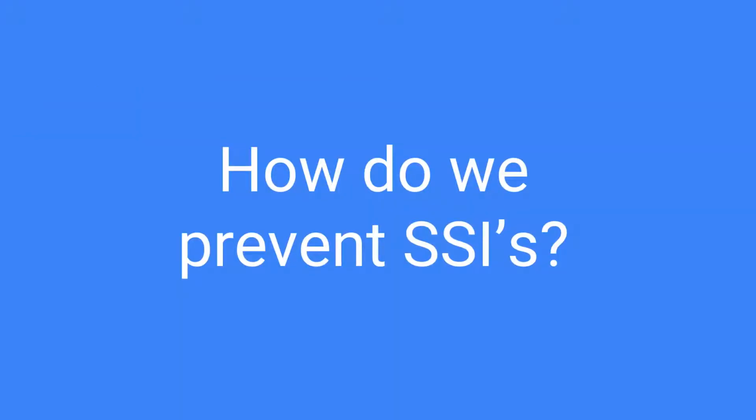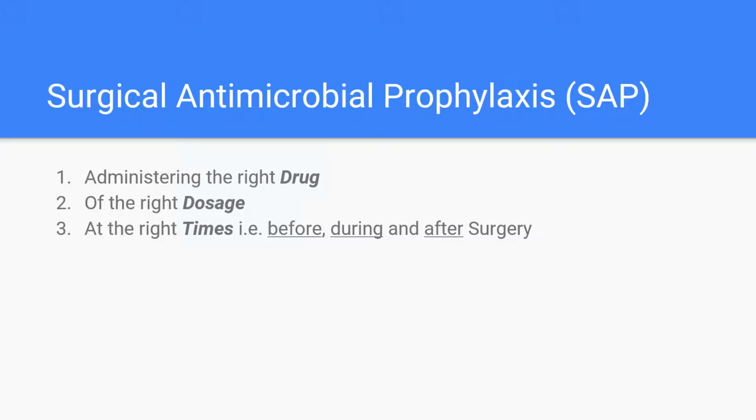So how do we prevent SSIs? Well, it's pretty simple in some respect. It's about administering the right antibiotic drug of the right dosage at the right times. And when we say right times, we're talking about before, during, and after surgery.